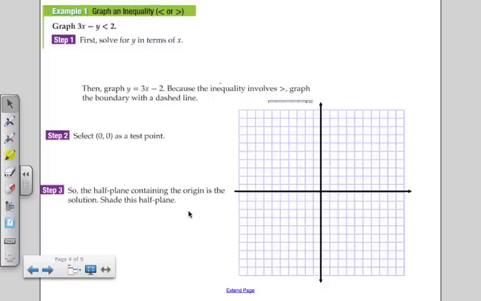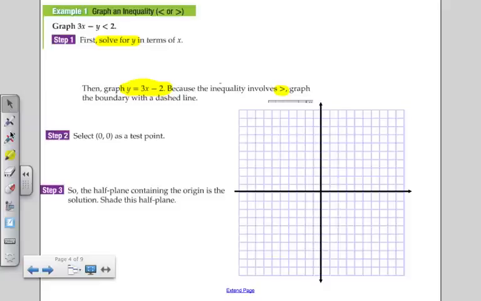Okay, here's an example from the book. 3x minus y is less than 2. So our first step is to solve the inequality for y, get it in slope-intercept form. Once it's in slope-intercept form, y equals 3x minus 2, then I can draw the boundary. And because it's just greater than, I know it's a dashed line.